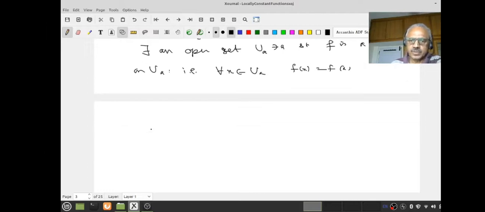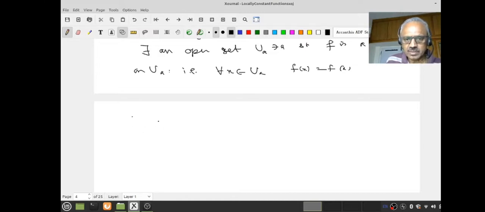So you may ask why we study locally constant functions. Within topology I can give examples, but I want to give a very important example which occurs in analysis.